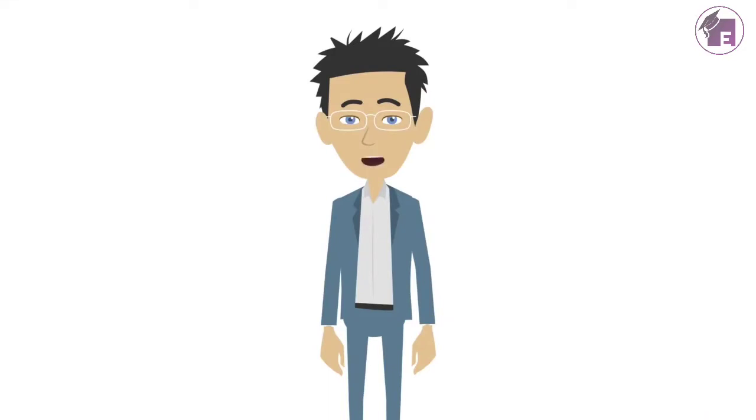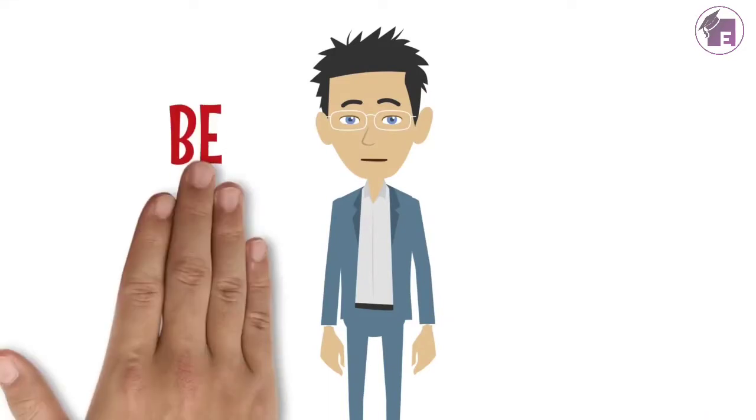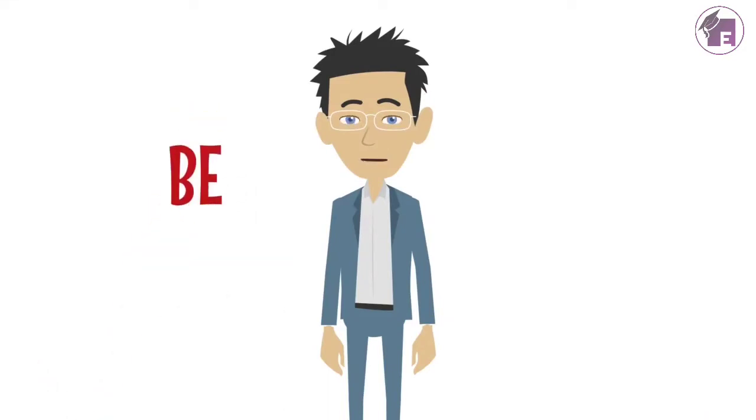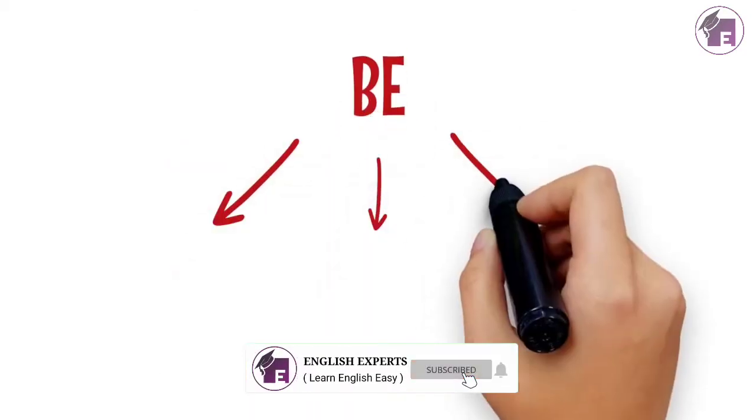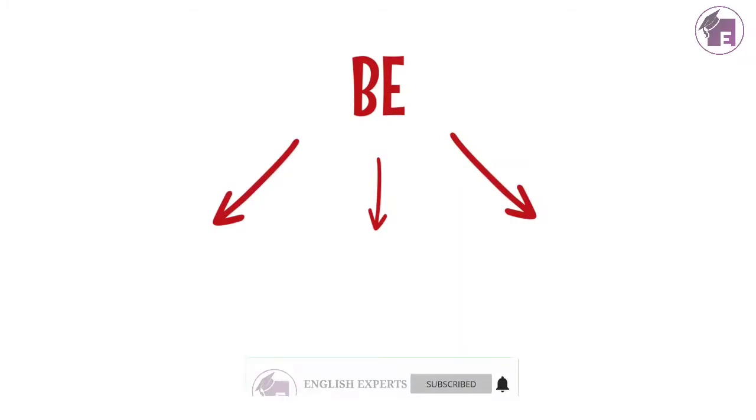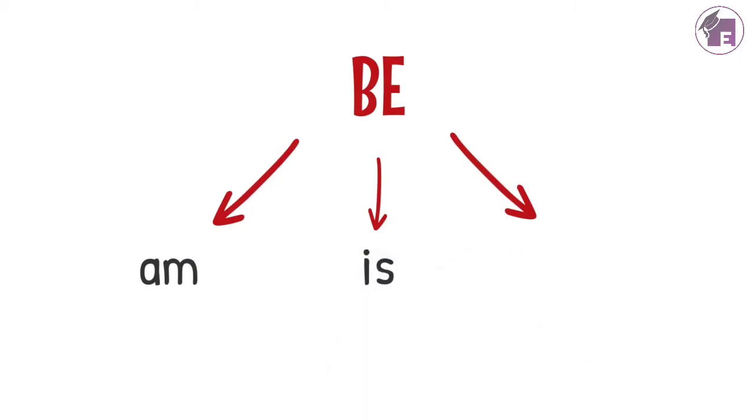Okay, first I'll show you what forms the verb be has in the present tense, and then I'll explain how and when to use it. The verb be has 3 forms in the present tense, depending on the subject: am, is, and are.